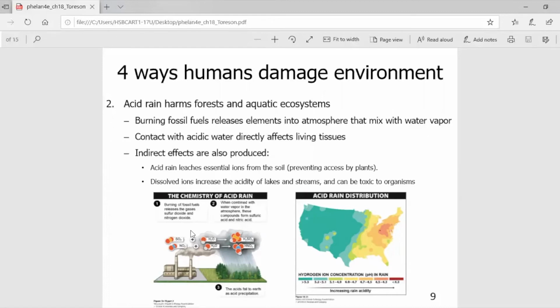And these leached ions are then taken through the water cycle and start to collect in areas like lakes and streams. And that leads to higher acidity levels in those bodies of water. And of course, any change in pH can be harmful to living organisms because living organisms are used to a particular environment.